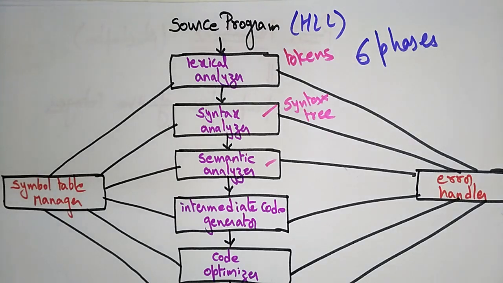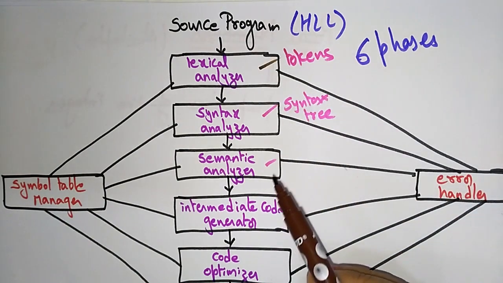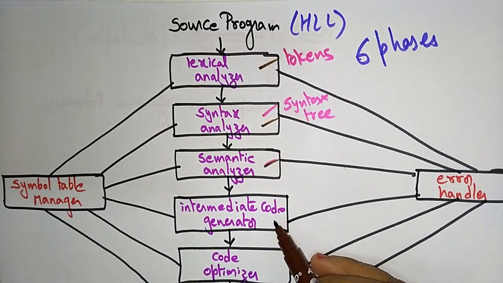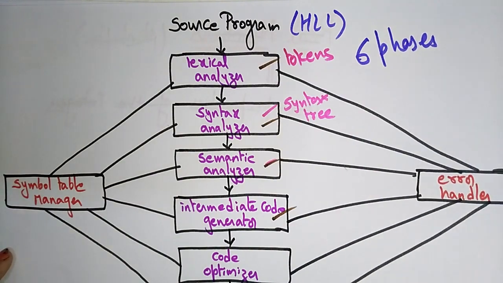Students, let's continue with the phases of compiler. So far we have discussed phase 1, the lexical analyzer, phase 2, the syntax analyzer, and phase 3, the semantic analyzer. Now let's see phase 4, the intermediate code generator.